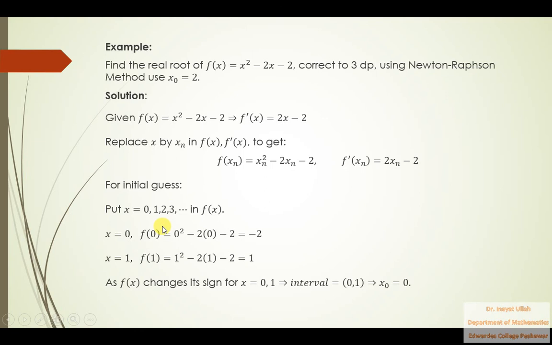Remember again, if this initial guess is given to you, there will be no need to perform these steps. There is no need. And if this initial guess is not given to you, then we need to perform these steps to find the value of x naught. So that is for the initial guess.